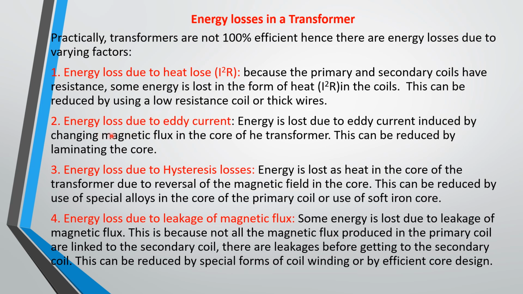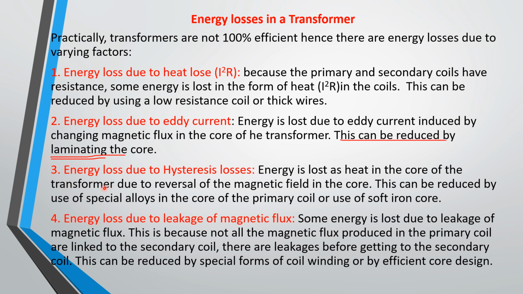Another factor that makes the transformer lose energy is eddy current. We said that eddy current is an opposing current. It's a current that opposes the EMF that produces it. So energy is lost due to eddy current induced by changing magnetic flux in the core of the transformer. And as I've said before, this eddy current can be reduced by laminating the core. This is a JAMB question. These are questions that I've seen, so please go and check, you will see.